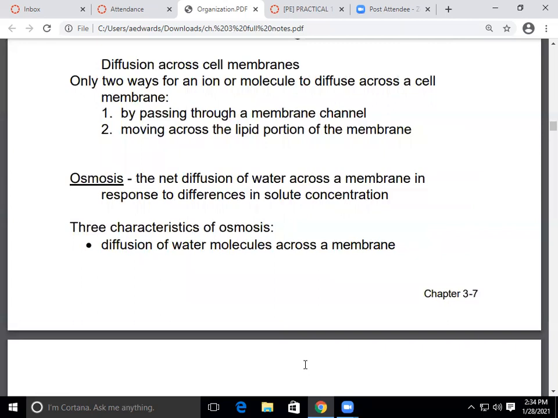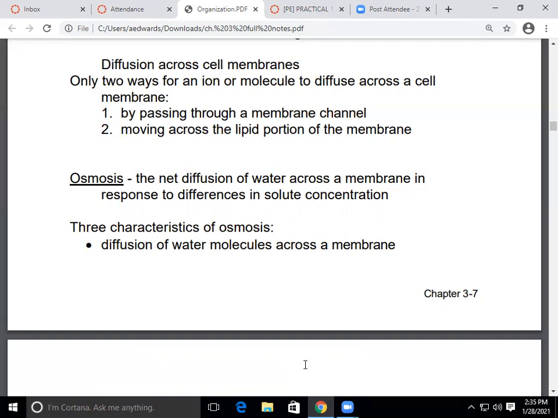So now that we've talked about diffusion, we need to talk about diffusion when it's water. So osmosis is the diffusion of water, okay? And basically in response to differences in the concentration of some solute, which is what's dissolving in a quote unquote solvent, which is water. All right. So osmosis is the diffusion of water.